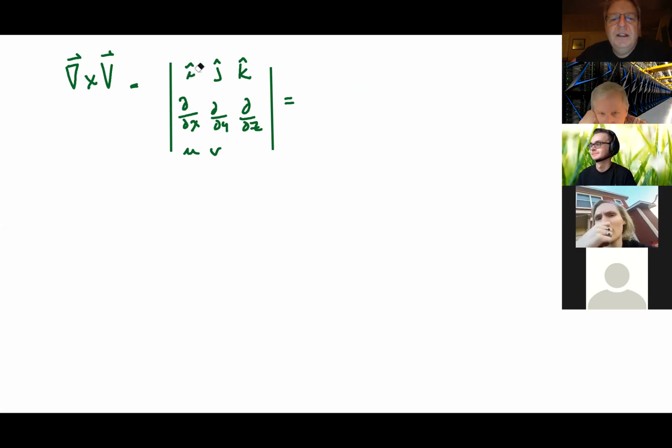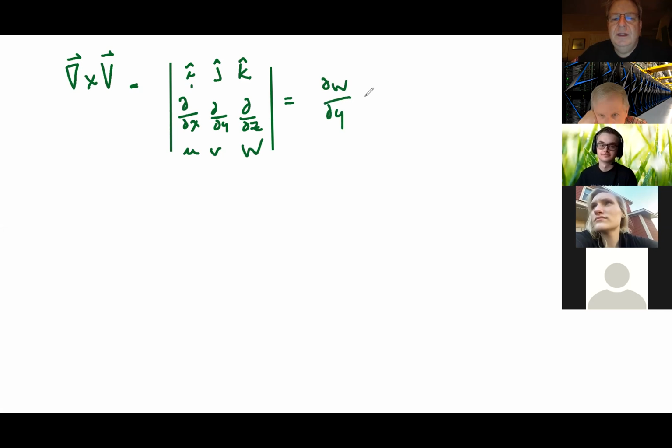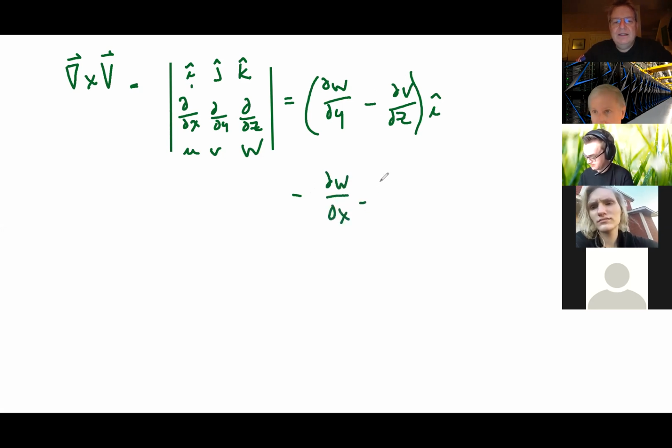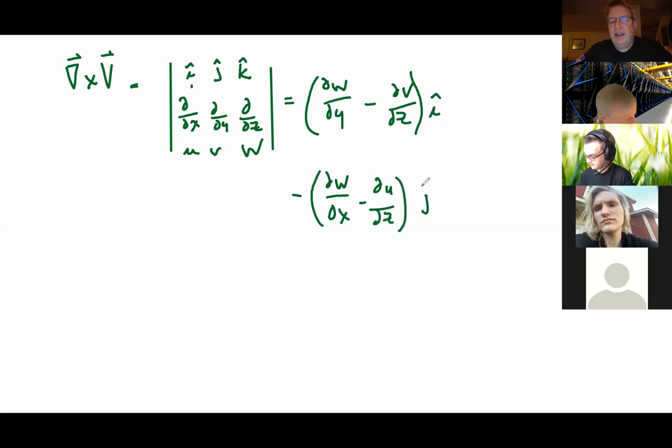So I'm going to do this row, and that row, and I'm going to take this stuff. So it's dw/dy minus dv/dz in parentheses, I hat. The next one is going to be minus. I count these rows out, and then I go dw/dx minus du/dz. And that's going to be in the j hat direction.